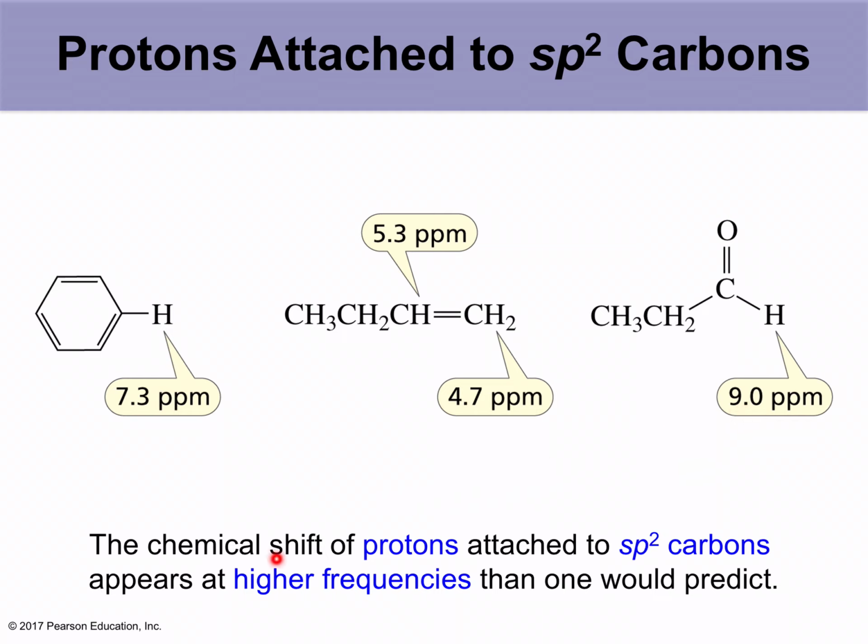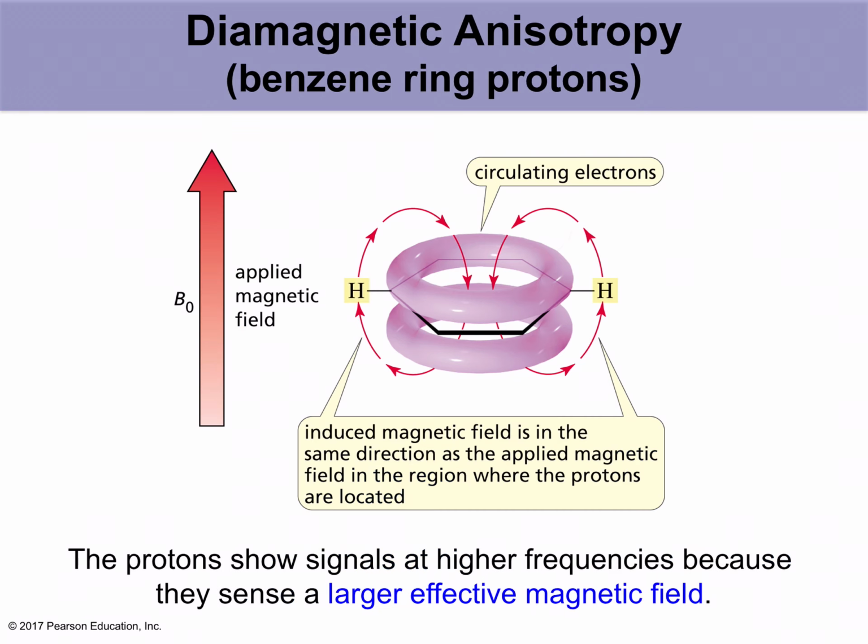Okay. The chemical shift of protons attached to sp2 carbons appears at a higher frequency than one would predict due to diamagnetic anisotropy. Okay. Now let's look at what this diamagnetic anisotropy is, and why they have a much higher frequency compared to other types of hydrogens. The protons show signals at higher frequencies because they sense a larger effective magnetic field.